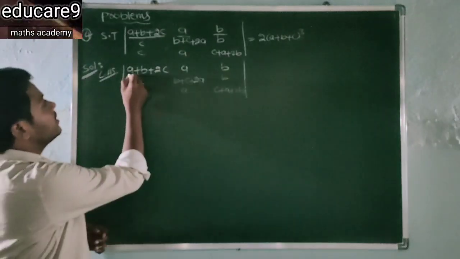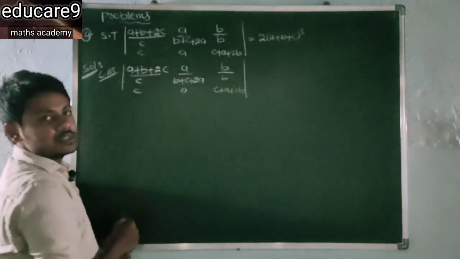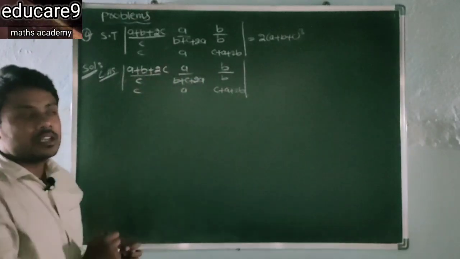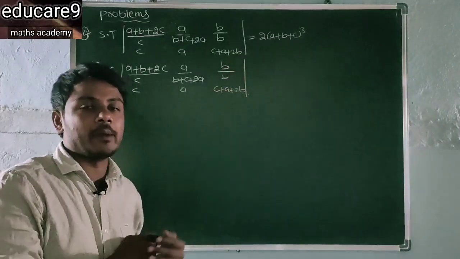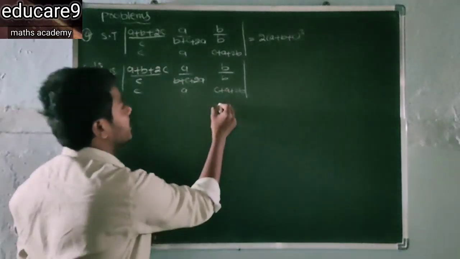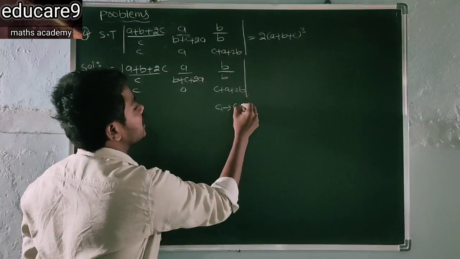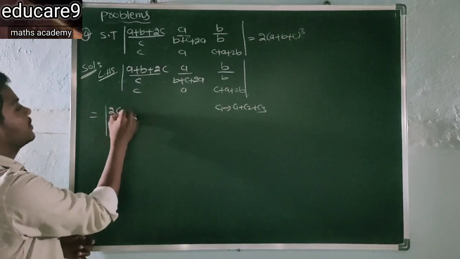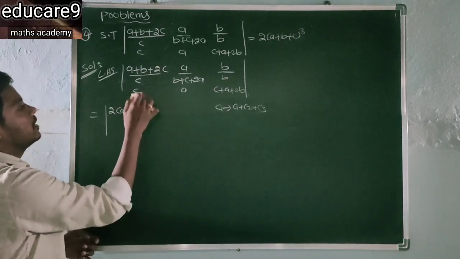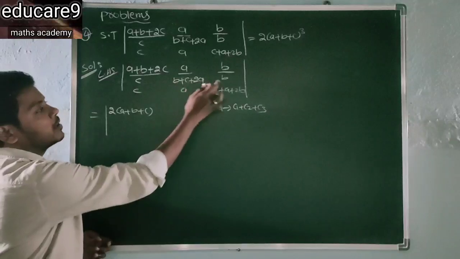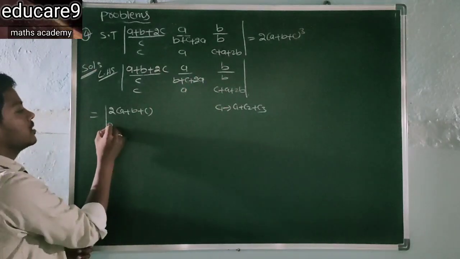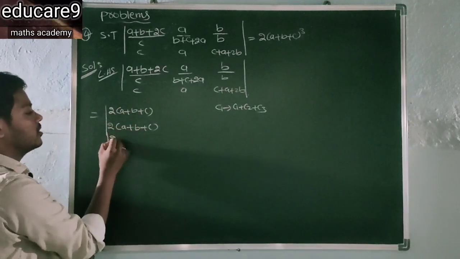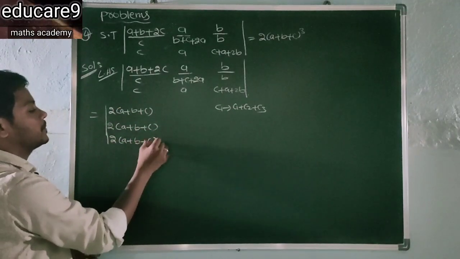If you add C1, C2, C3, what will you get? a plus a is 2a, b plus b is 2b, plus 2c. So clearly we will get 2 times (a plus b plus c). So that's why our C1 becomes C1 plus C2 plus C3. Therefore this is 2 times (a plus b plus c). Here also c plus c is 2c, b plus b is 2b plus 2b. So again we will get 2 times (a plus b plus c). So for this one also, 2 times (a plus b plus c).